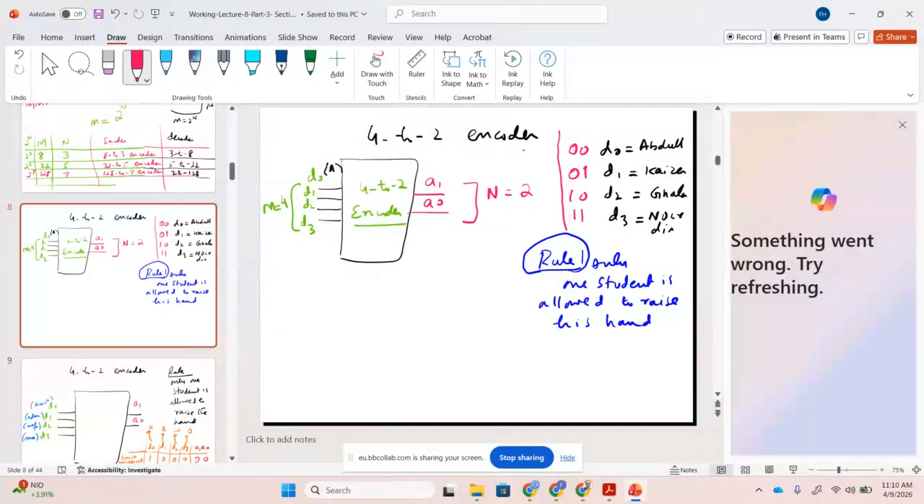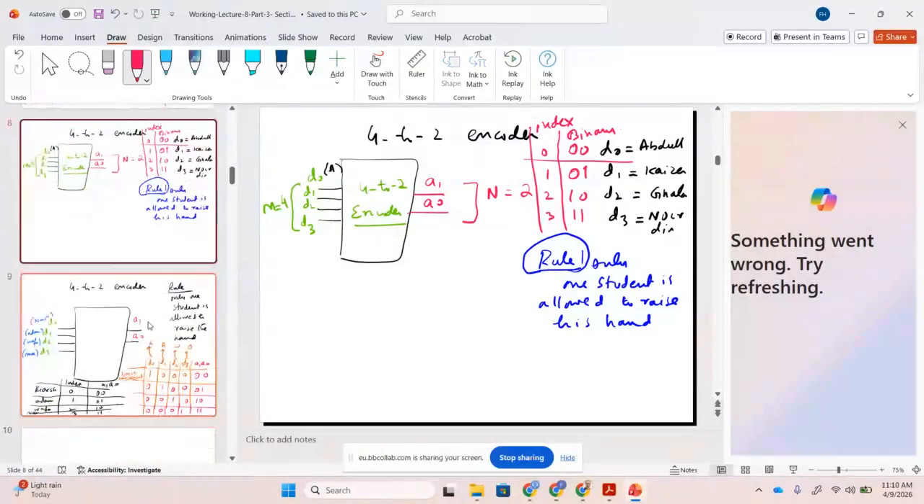So can you see here? This is actually the code for the index. Because this is D0, the index is 0. Kaiser is D1, the index is 1. Ghala's index is 2, and Nuruddin's is 3. So we convert this index into binary. This is the binary of the index. Clear? Any question?